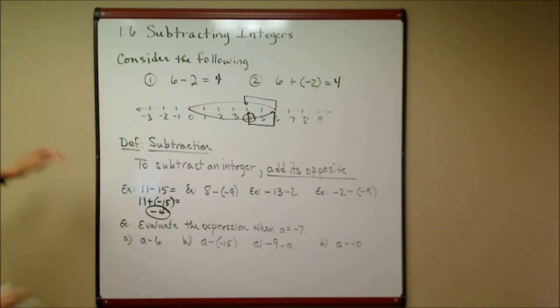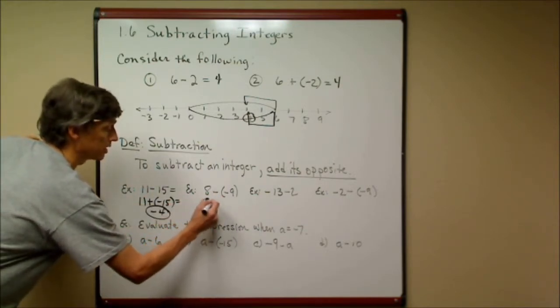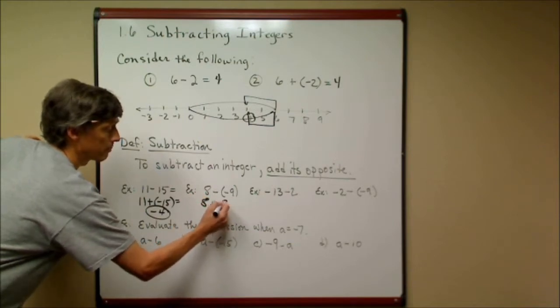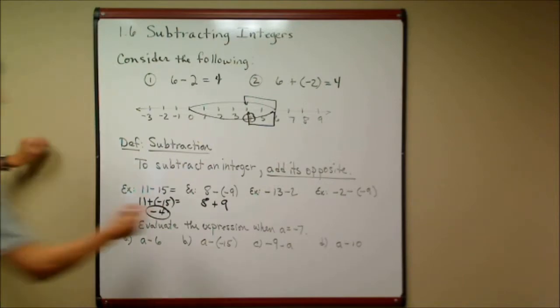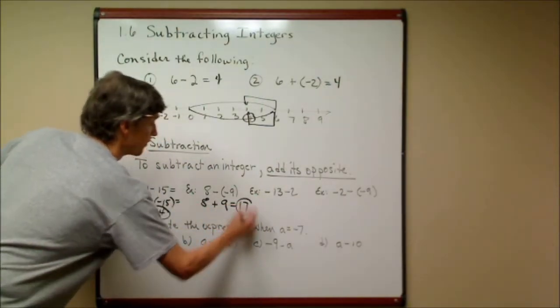Right over here, I have a non-traditional subtraction problem. I'm going to change that to 8 plus a positive 9. Notice again, keep change opposite. You keep the first number the same, change subtraction to addition, and take the opposite of the second number. Of course, the opposite of negative 9 is 9. Now it's just a simple addition problem, 17.